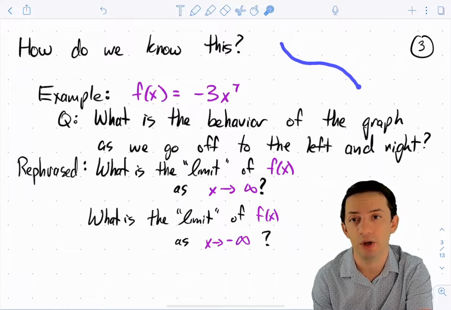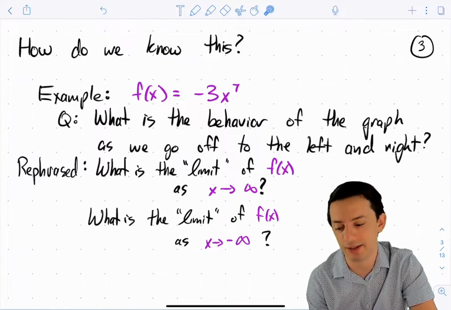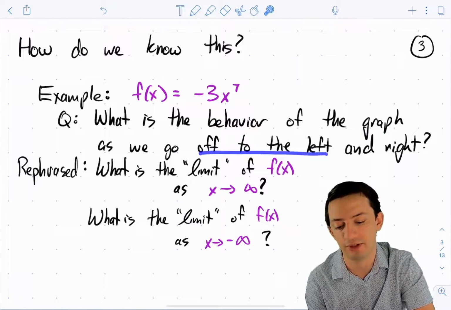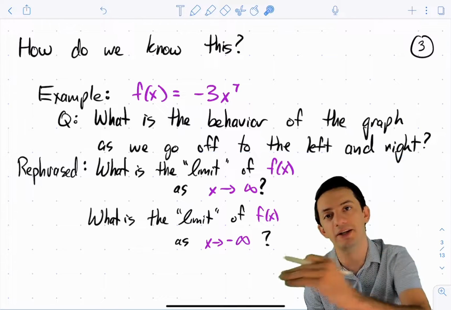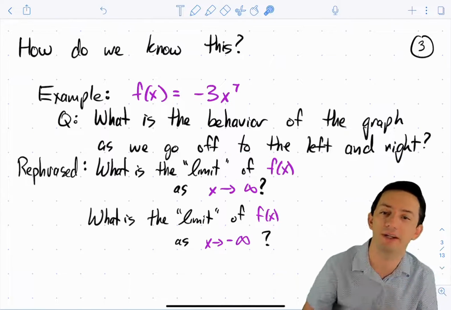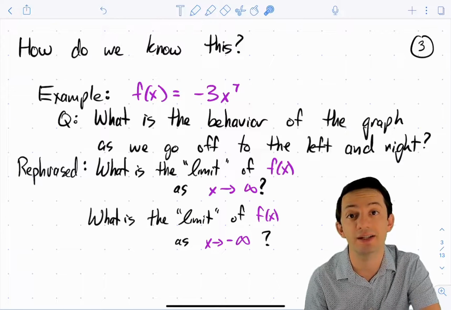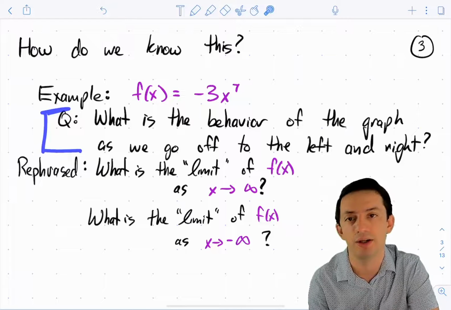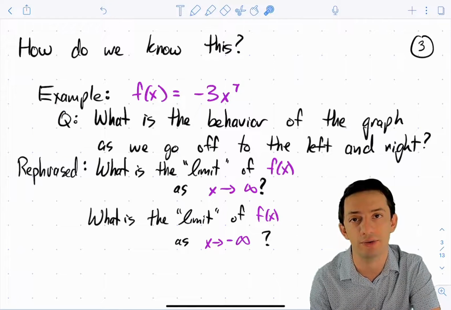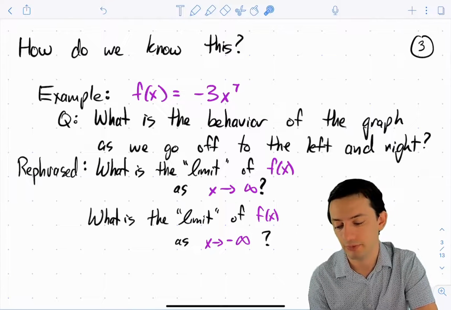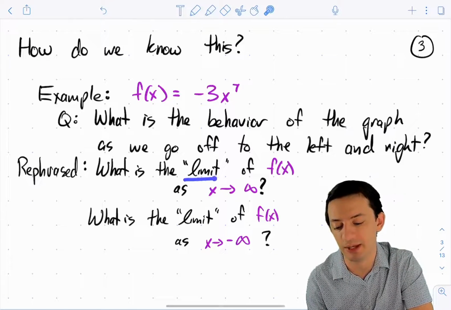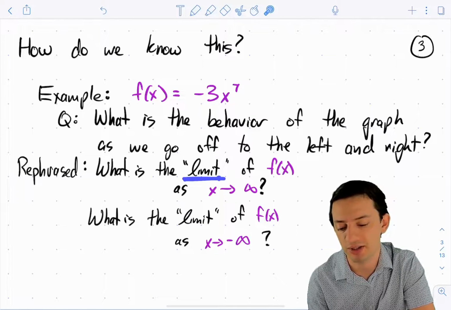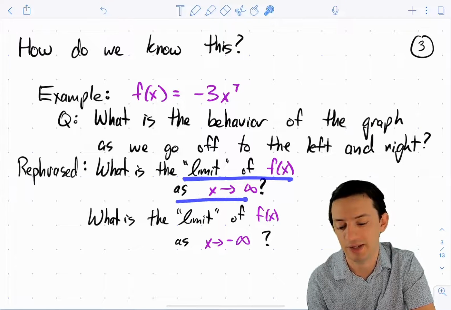How do we know? Well, when we're asking that question, what we're really asking is what is the behavior of the graph as we go off to the left and off to the right. And by off to the left, we mean all the way to negative infinity on the left and all the way to positive infinity on the right. And this is leading into the topic of the next couple of sections called limits. So let's rephrase this question in a slightly different way that's going to foreshadow some of our future sections. Rephrasing this, we could ask, what is the limit? And I haven't defined this, and I won't in this section, but maybe it will make some intuitive sense. What is the limit of the function as x goes to infinity?